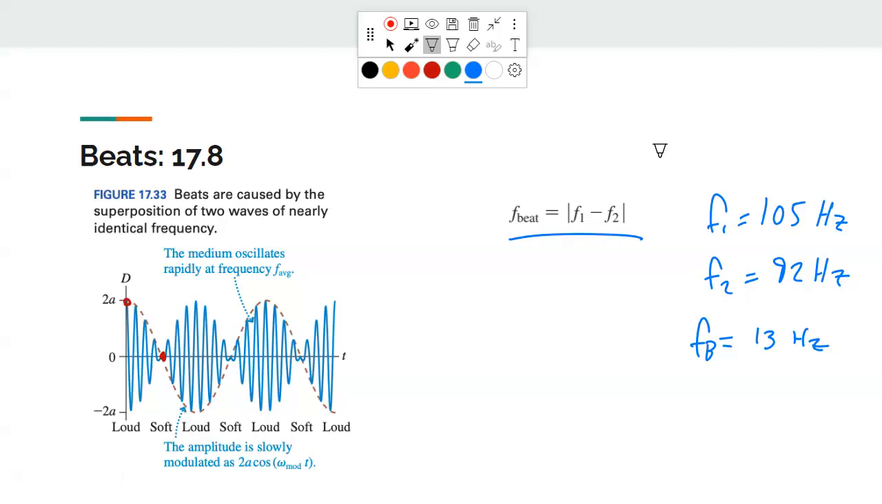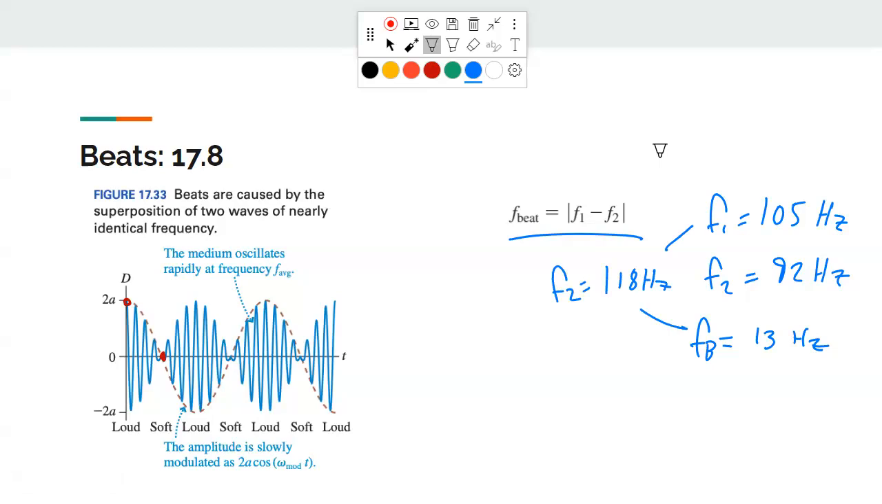So the thing to keep in mind is that you can get the same beat frequency in this case, or if we had an F2 of 118 hertz. So if we had these two waves playing, we would get the same beat frequency. So there are always multiple combinations that can achieve the same frequency.